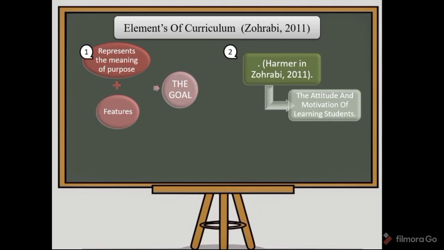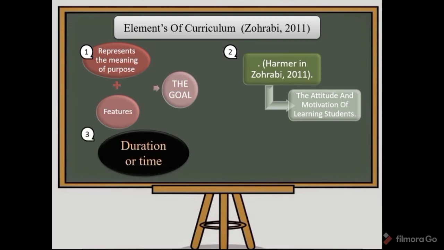Second, the attitude and motivation of learning students. Brown in Zohrabi 2011, in order to create a positive attitude in students, suggested that teachers create a harmonious, supportive, and voluntary learning climate. Then Longman and Atkinson in Zohrabi 2011 also added that the teacher also needs to increase motivation from within students to learn.